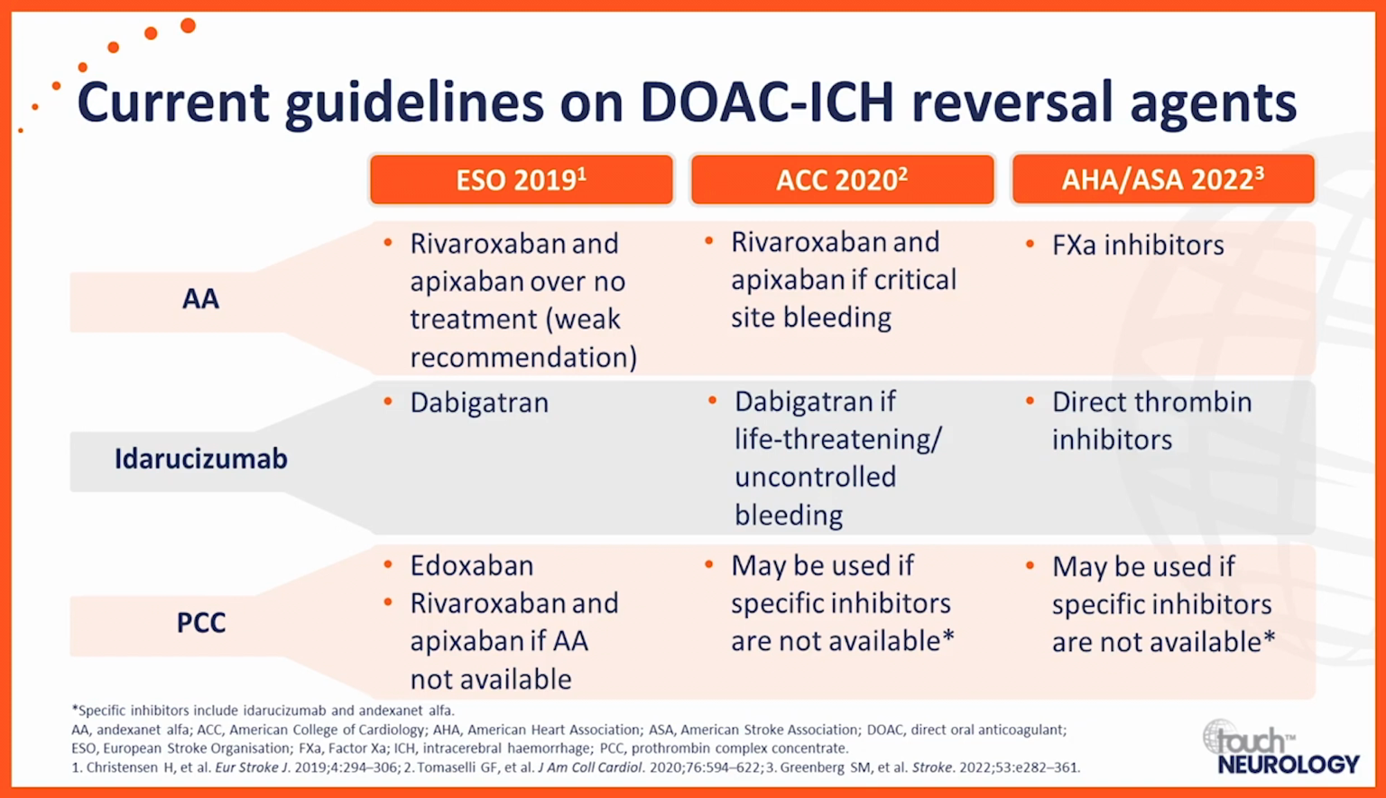So if those agents aren't available, there is some evidence for the use of prothrombin complex concentrate, not as a strict direct reversal agent, but as an overall hemostatic agent. However, there are ongoing randomized trials, some that are about to close, testing the specific agents such as andexanet alfa against non-specific agents such as PCC or other usual care agents that will shed some further light on the superiority of the reversal agents in this setting.